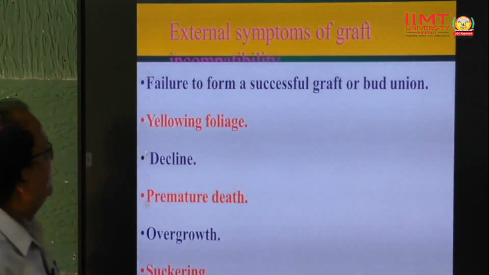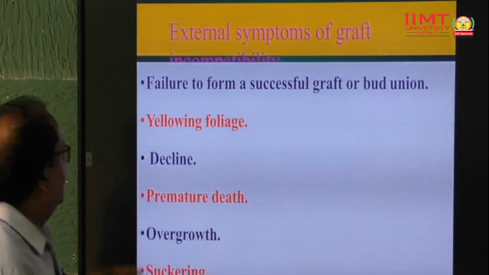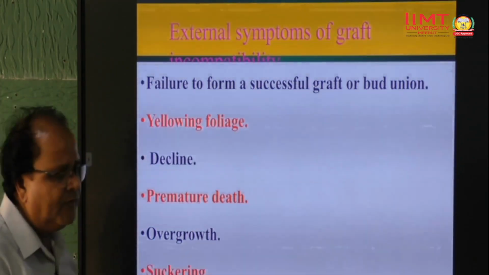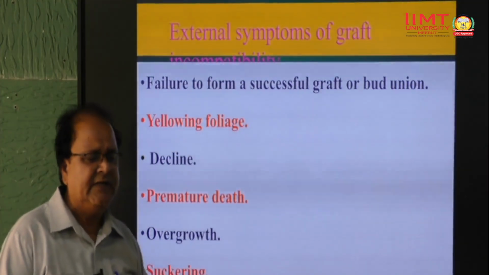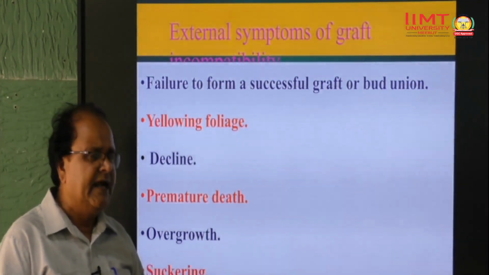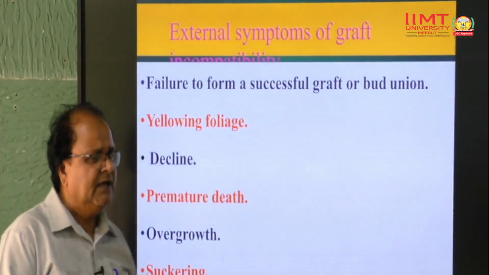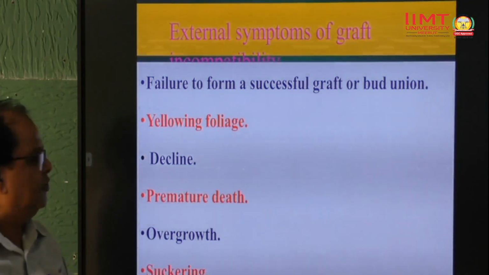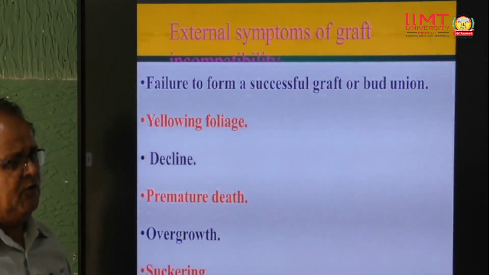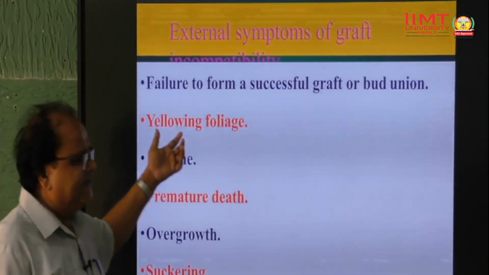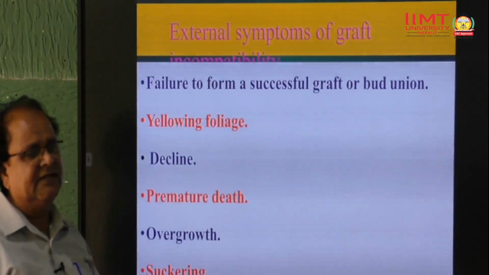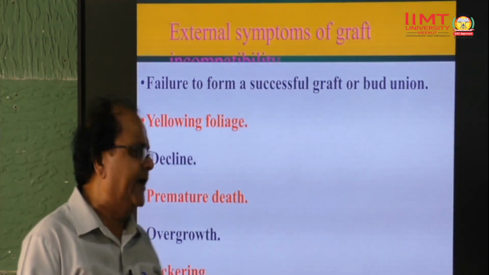Here are the external symptoms of graft incompatibility: failure to form a successful graft or bud union, and yellowing of foliage. If the rootstock and scion can't properly graft to each other, some effect comes from the scion to the rootstock and from the rootstock to the scion. If you have success, there is no yellow foliage. If you have failure, that creates the yellowing of the foliage. In severe conditions, the plant will die.